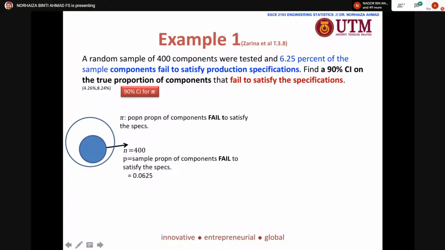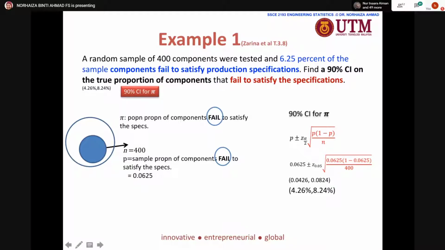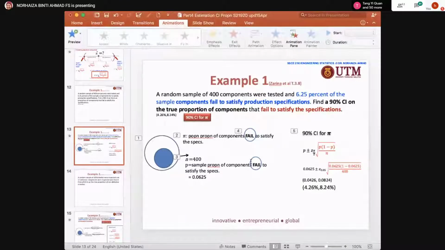It doesn't make sense if you want to know pi of failing but you use the sample proportion from the ones that do not fail. In this case, it tallies: you want to find the population proportion of fail, and you use the sample proportion that fails as well. Once you know that, you just plug in the values, and you get your interval. Easy peasy. The definition of the solution is very important as well.